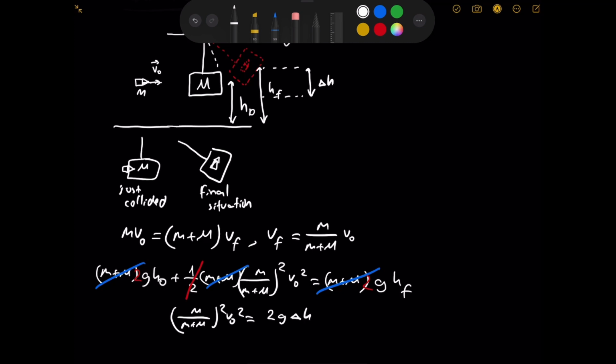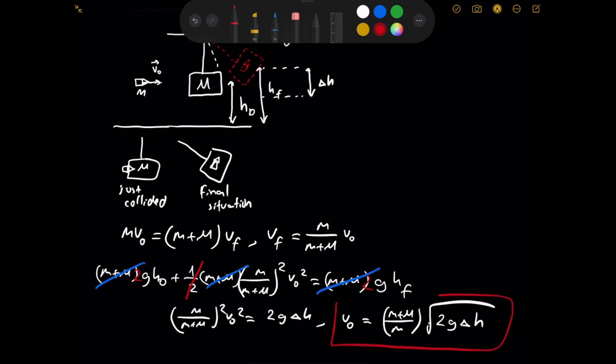And now we can solve for v naught squared. It's going to be this ratio squared, and then we have times 2g delta h. Okay? And of course, if you want to find v naught, as we said, we can just erase this square and put a square root here. And this is the final result.